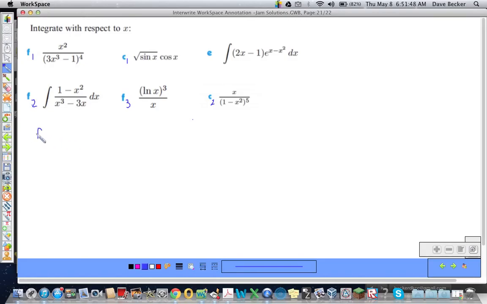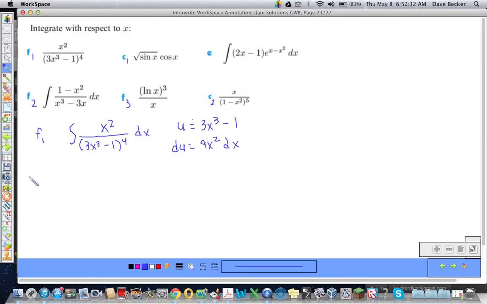All right, so f1 would be the integral of x squared over (3x cubed minus 1) to the 4th power dx. Look at that, there's no way I can integrate that without u substitution. I have no method. I'm going to let u equal 3x cubed minus 1, and the reason I'm doing that is I know that when I take the derivative, I'm going to have an x squared, which is what I need to replace. So du equals 9x squared dx. Now we're in business.